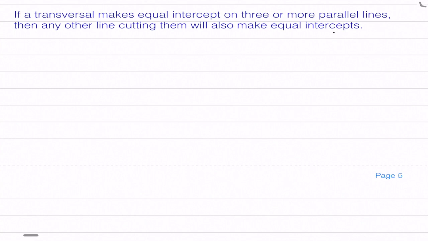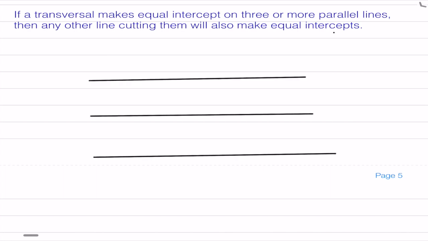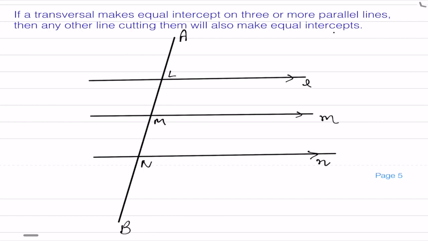If a transversal makes equal intercepts on 3 or more parallel lines, then any other line cutting them will also make equal intercepts. So what is given in this is that there should be 3 or more parallel lines, but the minimum requirement is 3 parallel lines. So let L, M and N be 3 parallel lines, and there is one transversal. Suppose this transversal's name is AB. This transversal cuts these 3 parallel lines and makes equal intercepts. The intercepts made by this transversal are LM and MN.